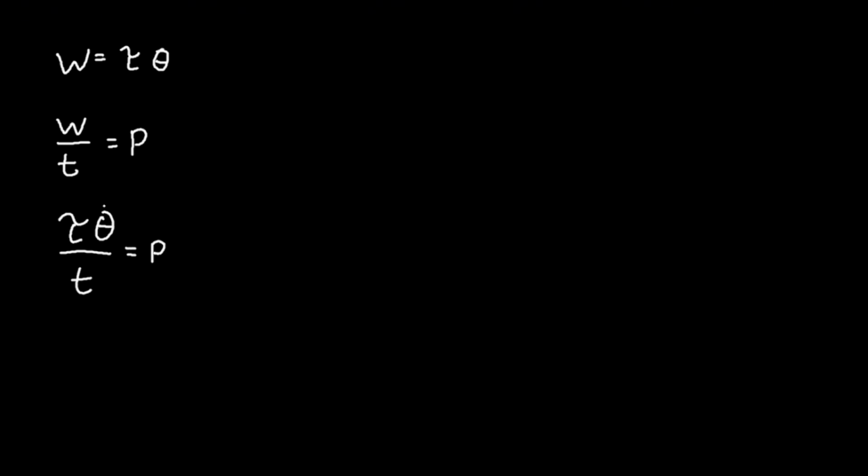But what does radial displacement over time equal? Well, radial displacement over time equals angular velocity. Therefore, power is equal to torque times angular velocity. So now that we know these things, let's go into some problems and use what we know.